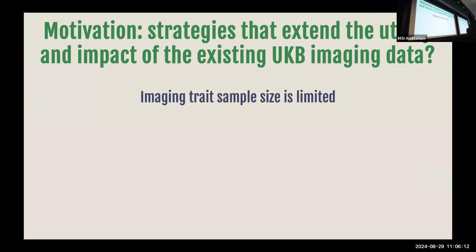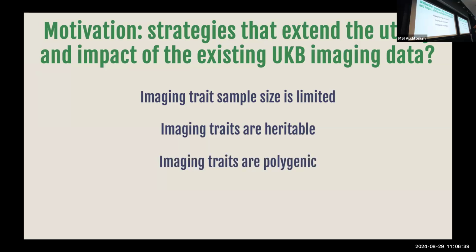So the motivation is to ask whether there are strategies to extend the utility and the impact of the existing UK Biobank imaging study. We get data from 100,000 subjects, but maybe we can have bigger impact if we apply this data to more general cohorts in other research fields. A few facts: the imaging trait sample size is relatively limited compared to other data types, and imaging traits are heritable. They are also polygenic, which means we can find lots of genetic signals.